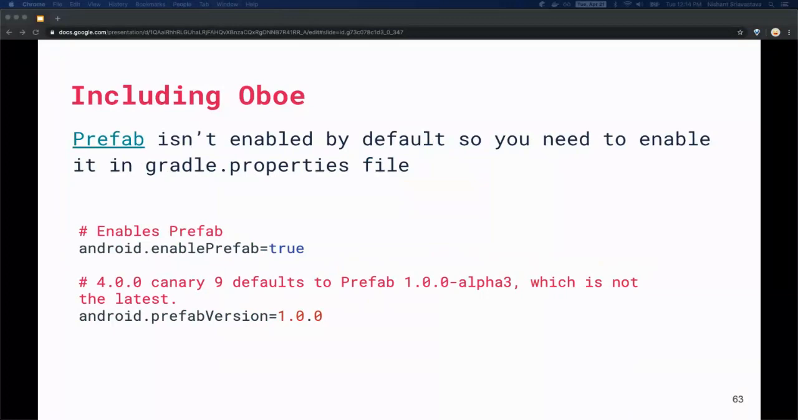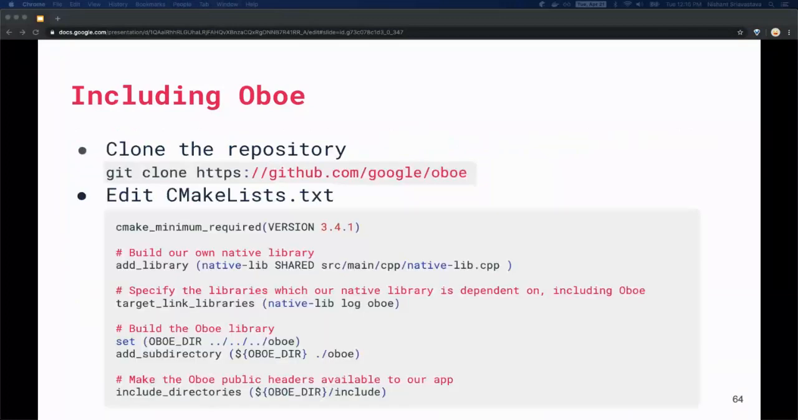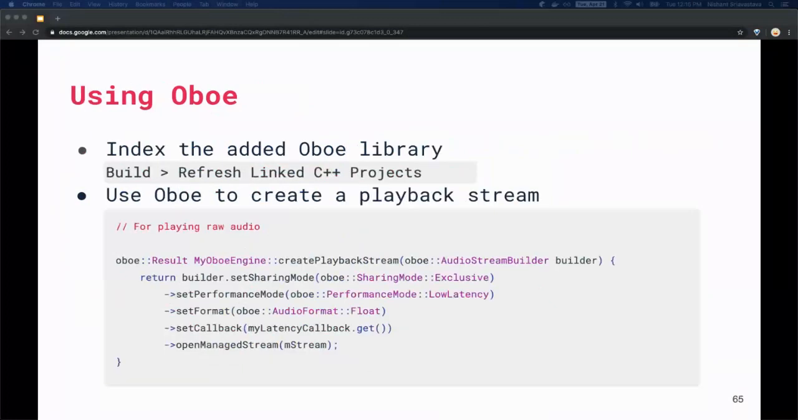But what I will tell you is that this experimental thing I've been trying for some time doesn't work as much. So what people actually use mostly is that they clone the repository and they edit their CMakeLists.txt file, and they reference the directory directly to compile this code that they've cloned. And then they refresh the linked C++ project and basically just start writing Oboe code.